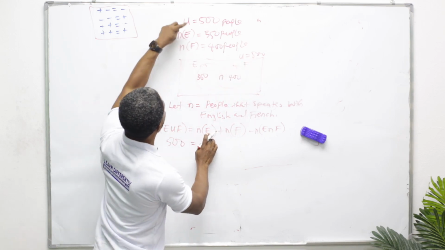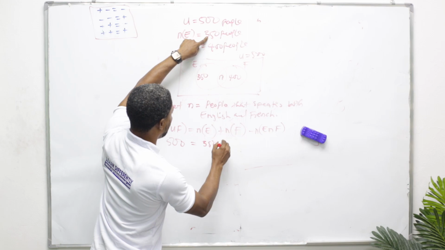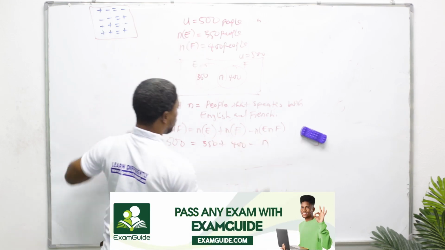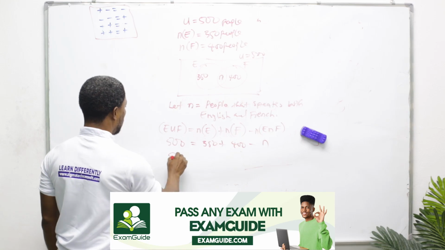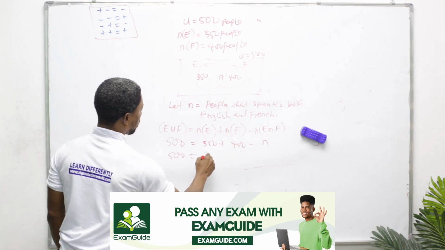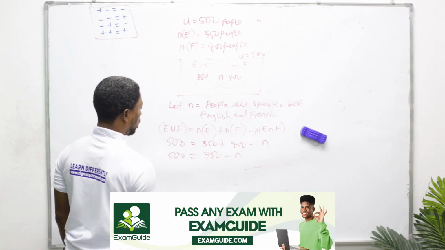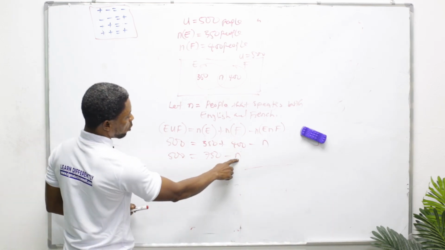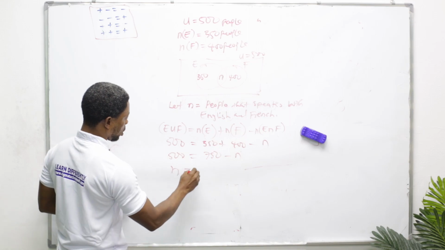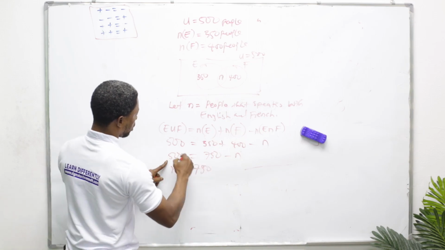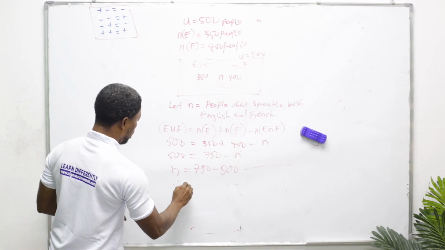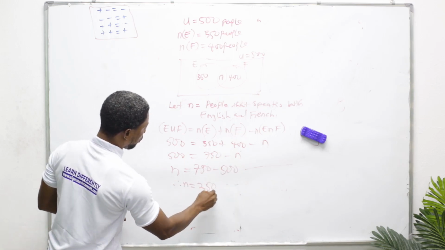Number of N, E is 350, F is 400. We don't know this, so this is now 5. Add this 750 minus N. Now N can be negative. Take N to your left hand side. When it moves to your left hand side, it becomes plus. 750, take this to this side, it becomes minus 500. So therefore, N is equal to 250.